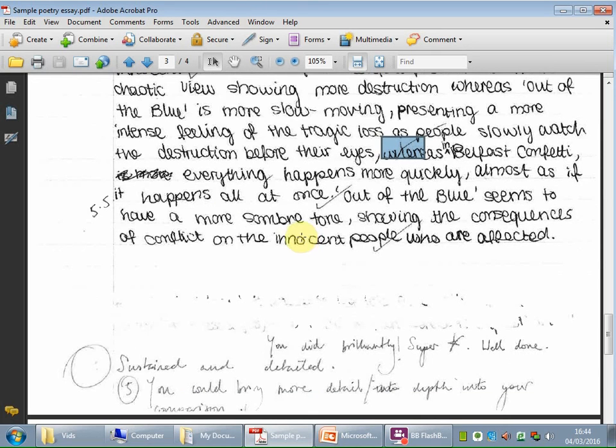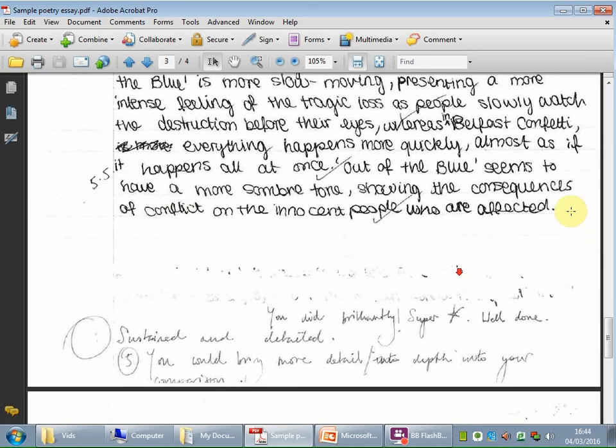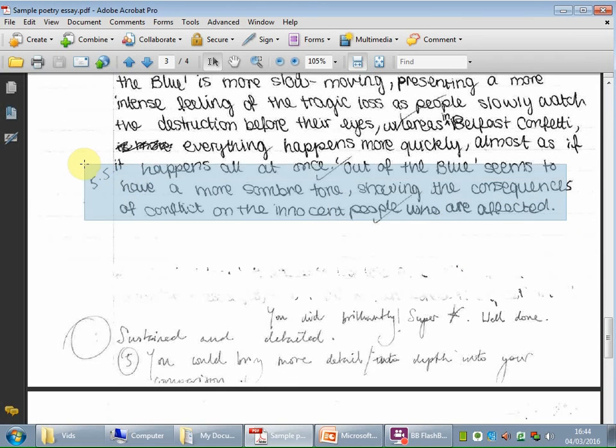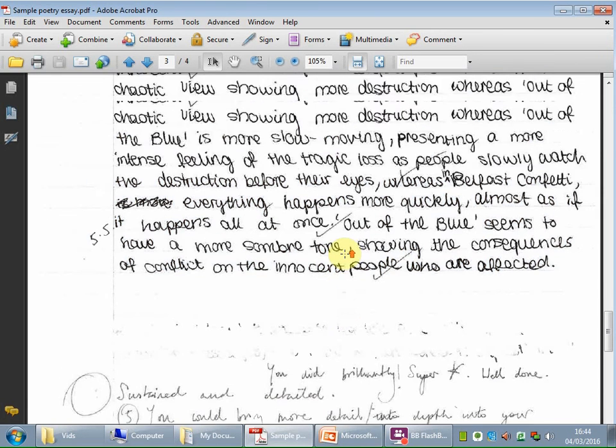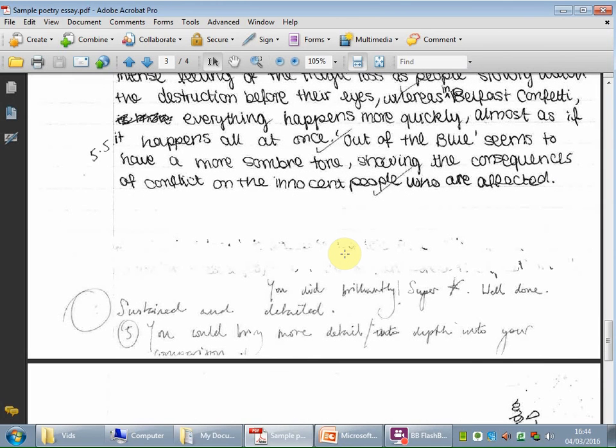Out of the Blue seems to have a more sombre tone, sombre meaning serious and sad, showing the consequences of conflict on the innocent people who are affected. It needs a touch more of an idea about confusion in here. Nevertheless, it does really work as an essay. It would get a high mark in the top band, really.